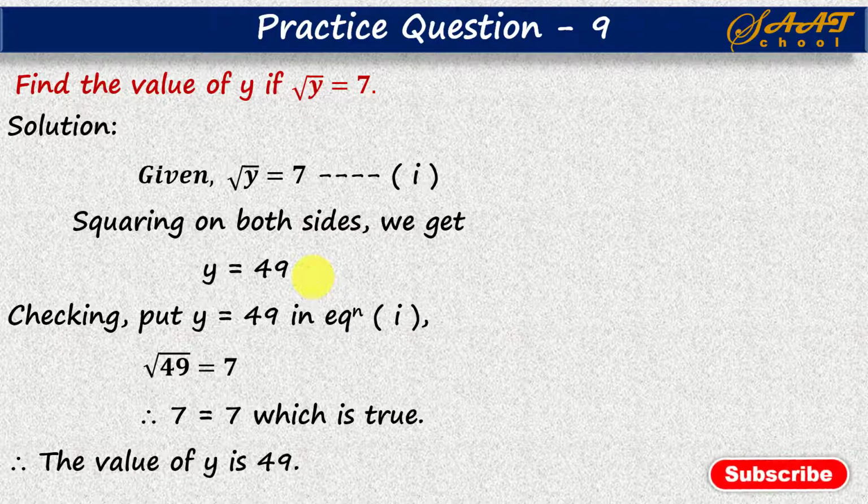Again, when you put the value of the given variable in the given equation, if left hand side is equal to right hand side, then we accept the value of the variable. If left hand side is not equal to right hand side, then we reject the value of the given variable.